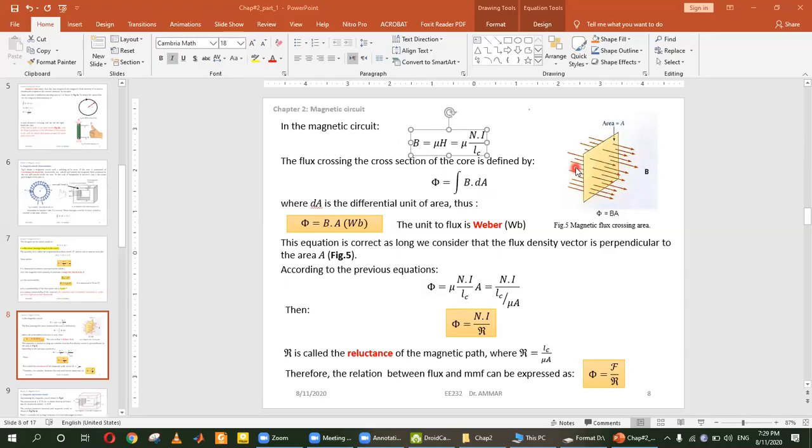Because this is a scalar product: the module of the first vector times the module of the second vector times the cosine of the angle, which is 90 degrees when it's perpendicular, so it's 1. So this is correct only when it's perpendicular. So let's consider it perpendicular. Save it in your mind like this: the flux is related to the area, to the surface. We have flux when we have a surface. So this is the third characteristic of the magnetic circuit.